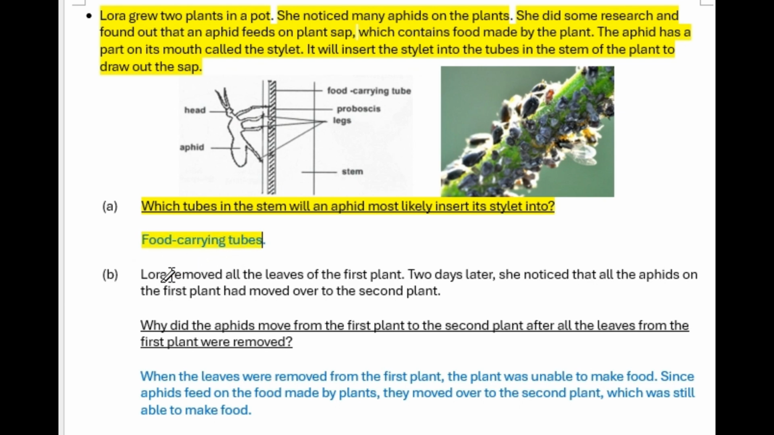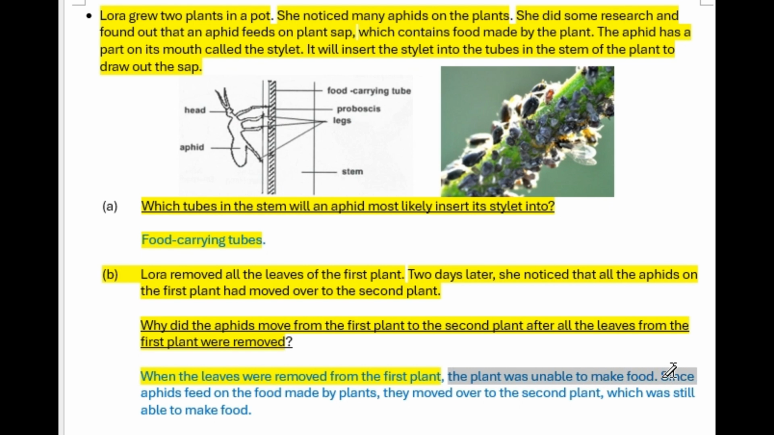B. Laura removed all the leaves of the first plant. 2 days later, she noticed that all the aphids on the first plant had moved over to the second plant. Why did the aphids move from the first plant to the second plant after all the leaves from the first plant were removed? When the leaves were removed from the first plant, the plant was unable to make food. Since aphids feed on the food made by plants, they moved over to the second plant, which was still able to make food.